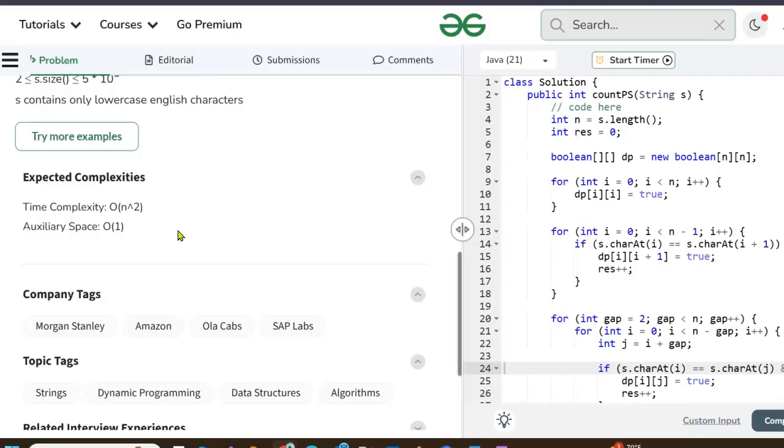It's based on the concept that a string of characters from index i to index j is a palindrome if the characters at i and j are equal and the substring from i plus 1 to j minus 1 is a palindrome. That's the way we build up the DP table.